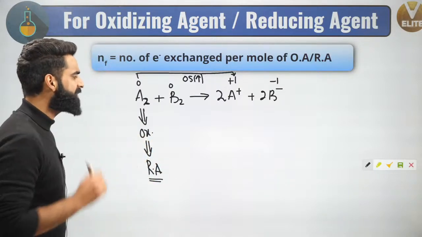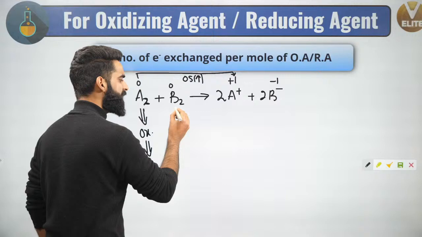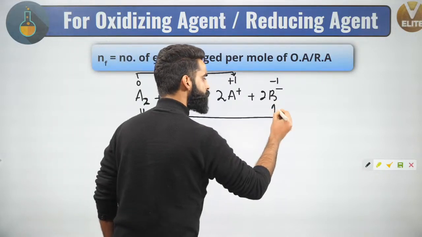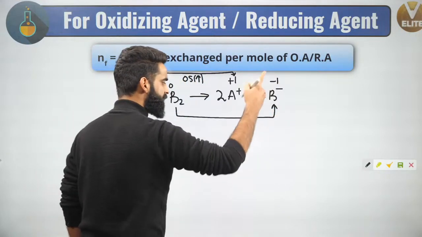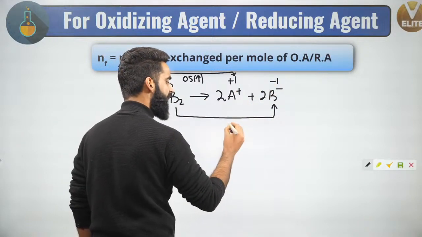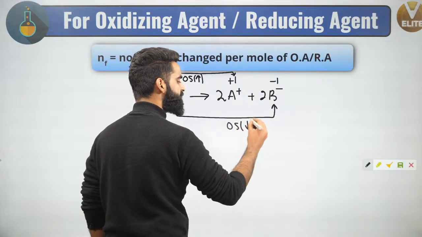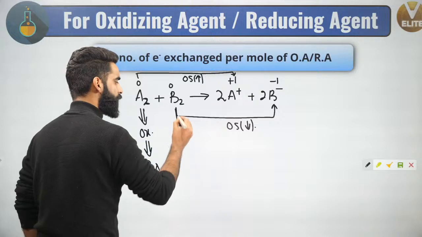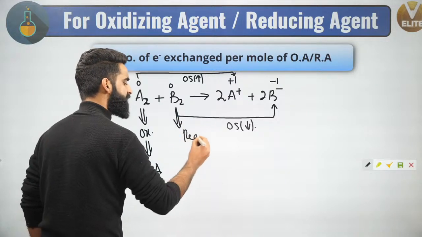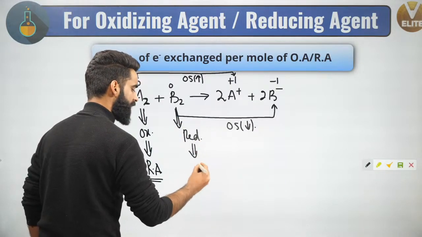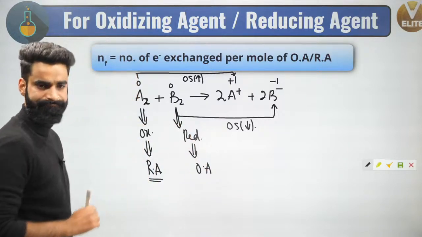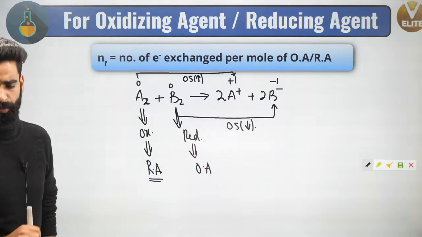At the same time, the oxidation state of B is changing from 0 to -1. So I would say the oxidation state of B is decreasing from 0 to -1. And whenever there is decrease in the oxidation state of the element, that substance undergoes reduction. And any substance which undergoes reduction, that's what we call as oxidizing agent. Now guys, understand what I'm going to say.